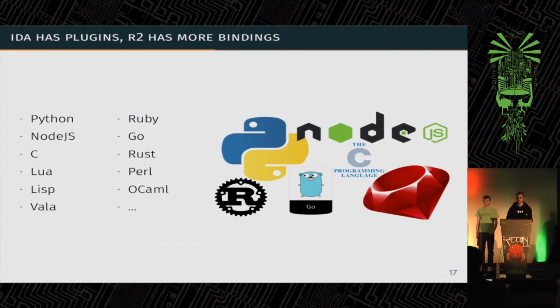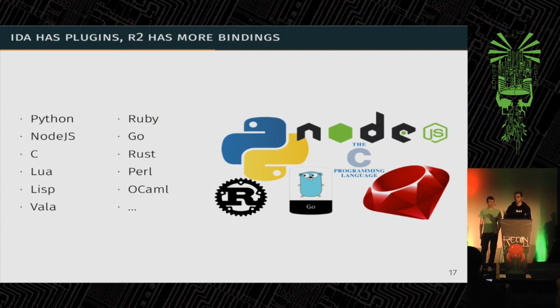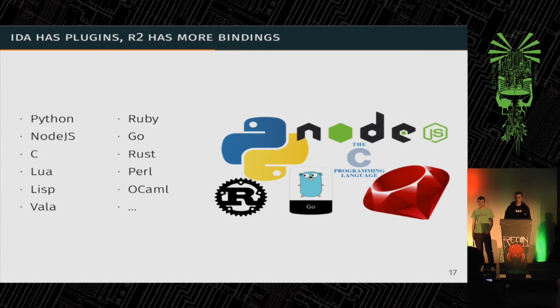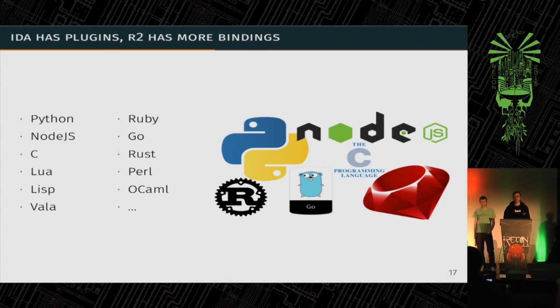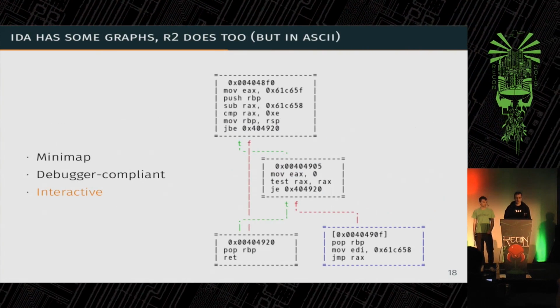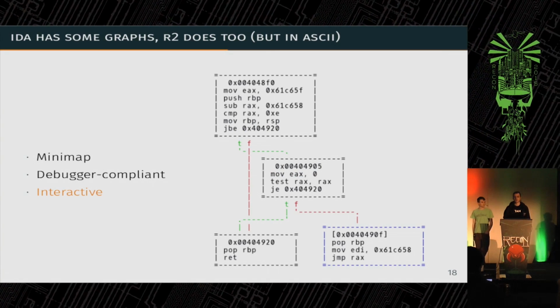IDA has some plugins, and we've got more bindings. Yeah, Python, Node.js, Lua, Vala, Lisp, OCaml, whatever you want. We've got really a shitload of bindings in R2 pipe. Even Node.js, I don't know why. IDA has some graphs, and R2 does too, but in ASCII art.